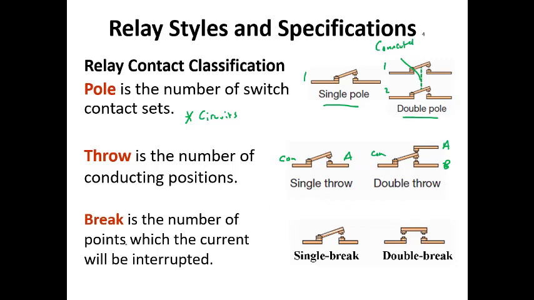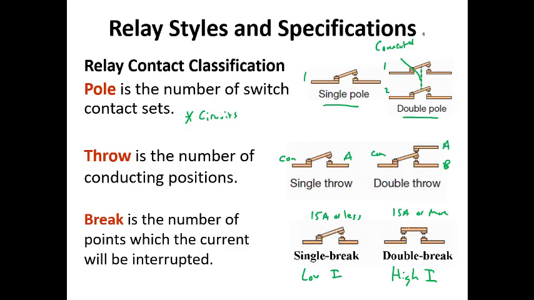Breaks. Breaks are the number of points at which the current will be interrupted. In bigger relays, we'll see a double break. This would be for high current applications. A single break would be for low current. Usually if we're 15 amps or less, a single break is fine. Usually a double break is for 15 amps or more. And that's just kind of my general statement. Depending on the manufacturer, they might have a double break or a single break, but usually the way that I would define it is right around 15 amps is where we would make the decision to go to a double break.